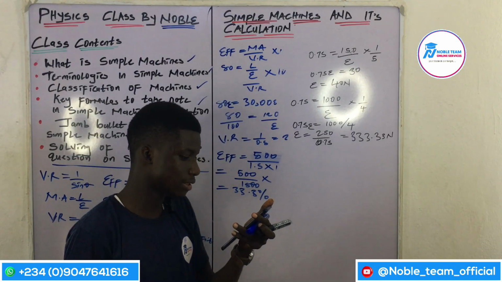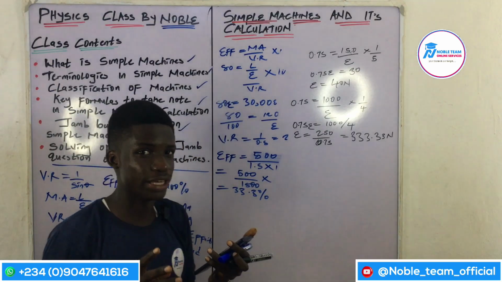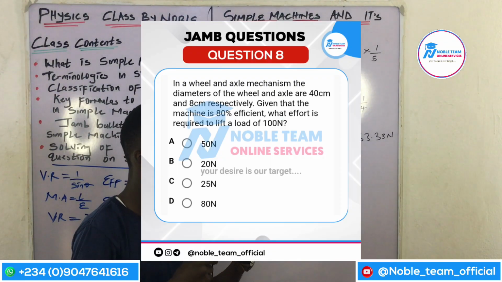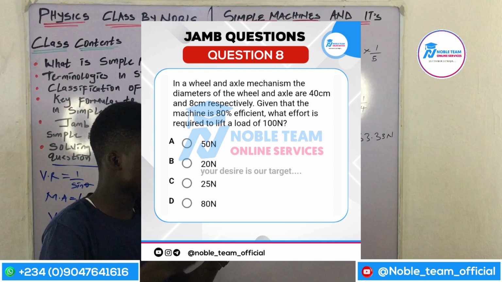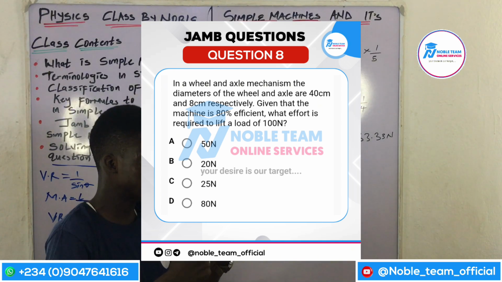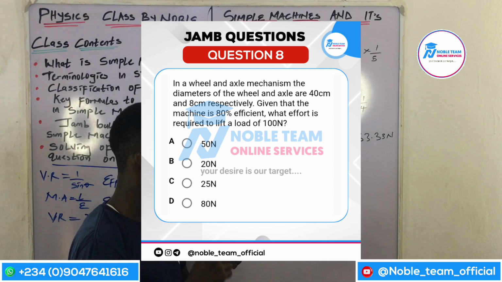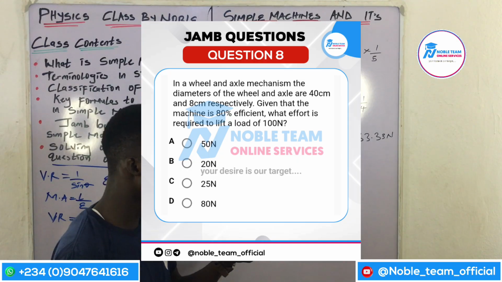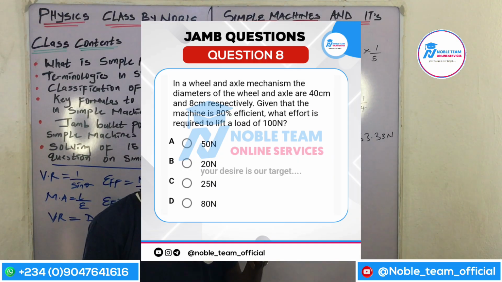Now question 8. In this question 8, pay maximum attention. It says, in a wheel and axle mechanism, the diameters of the wheel and the axle are 40 cm and 80 cm respectively. Given that the machine is 80% efficient, what effort is required to lift a load of 100 Newton?